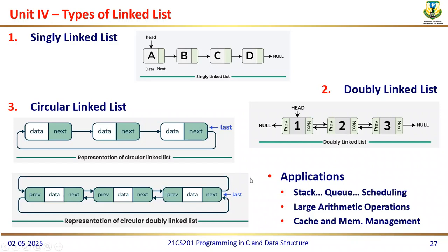without a null pointer. Sometimes it is also useful, for example, for continuous cycling, for this purpose we can use it. For example, any continuous task, for example the scheduling concept, we can implement with a circular linked list. This is the basic concept.